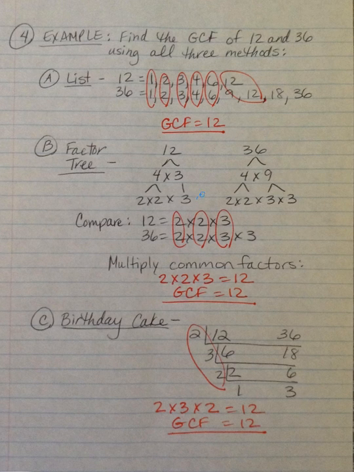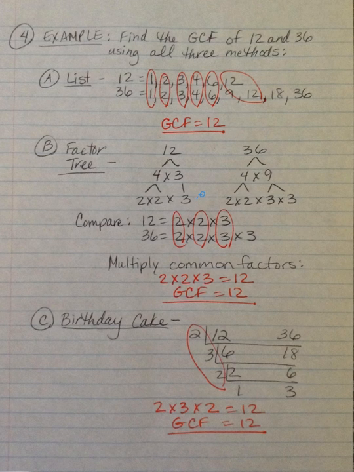But 4 is not prime, so I have to keep going on that one until I get it down to prime numbers. So 4 breaks down to 2 times 2. So 12, when I factor it out using prime factorization, factors out to 2 times 2 times 3. And so I write that in order from smallest numbers to largest numbers down here where I say compare.